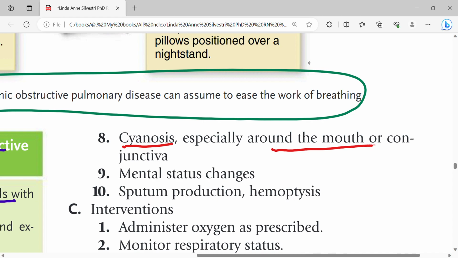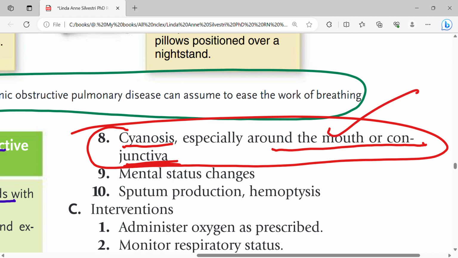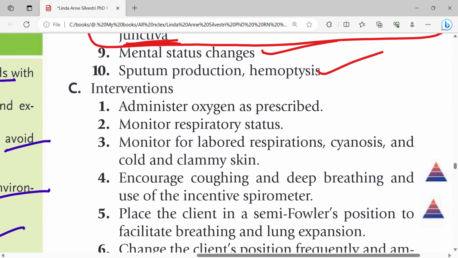Cyanosis, especially around the mouth or conjunctiva. This is very important. So cyanosis can be there, especially around the mouth. In pneumonia, we'll see the cyanosis around the mouth or conjunctiva. Mental status changes can be there, sputum production and hemoptysis.